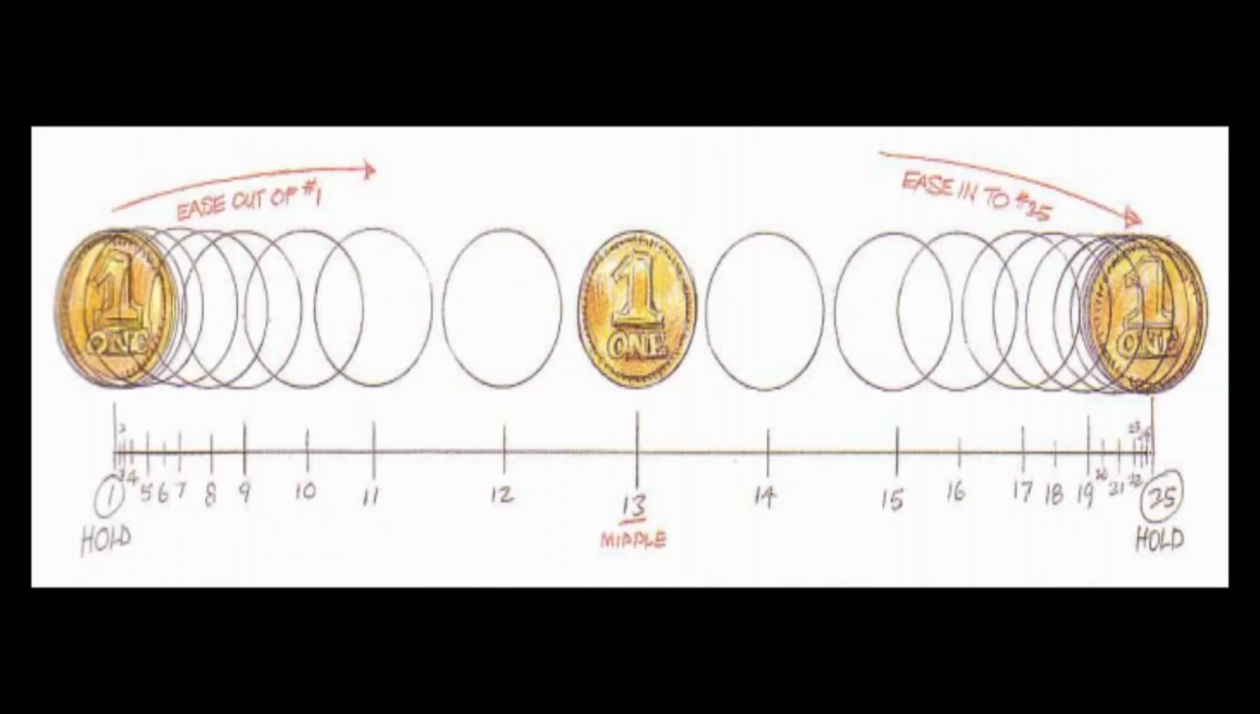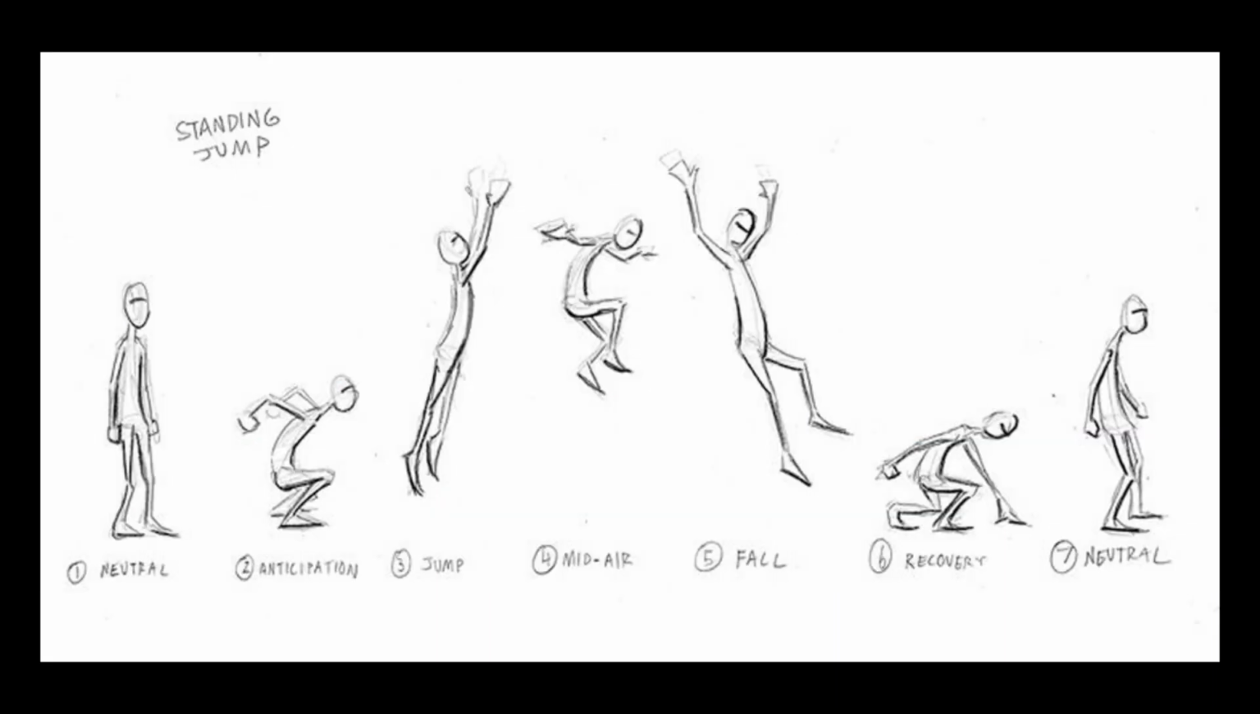For ease in and out, an object does not have a constant speed during a movement, and in this animation's case, one example of this would be the arm swings. As the arms swing back, they gradually increase speed at the start of the movement, then slow down as they approach the end of the movement. This effect is called ease in and ease out.